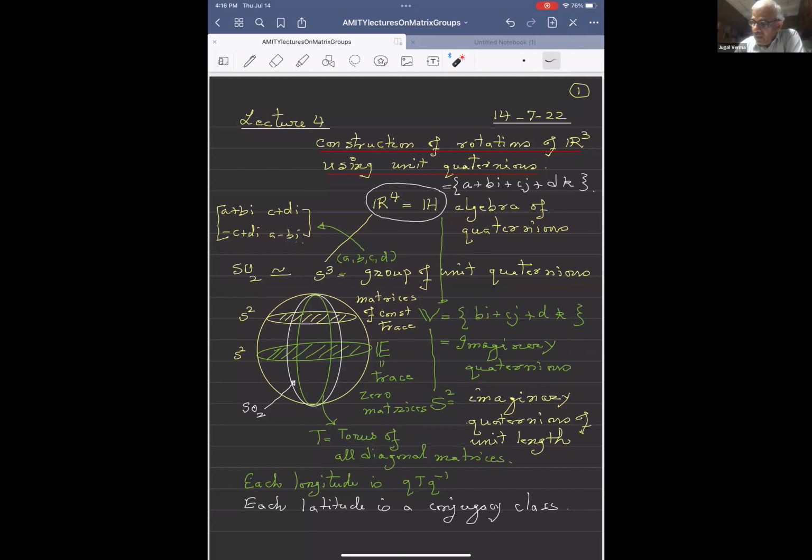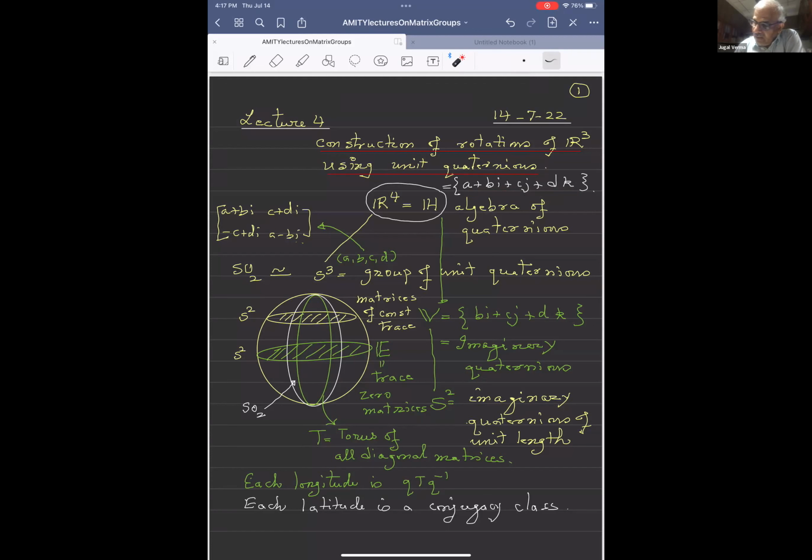So rather than writing members of R4 as 4-tuples of real numbers, we are writing them as a + bi + cj + dk. Where i, j, k, you can think of them as those 2x2 matrices which I wrote, or they are just part of a basis, and we multiply these elements using the rules of multiplication of i, j, and k.